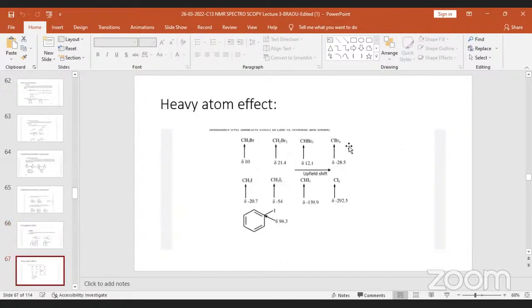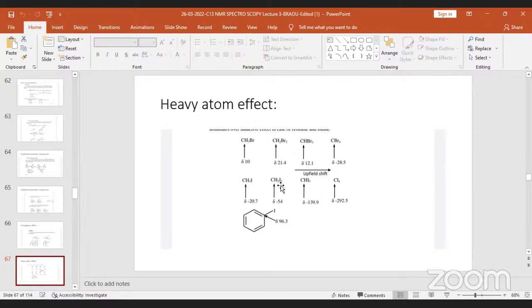And heavy atom effect: heavy atoms like bromine, iodine, when they are attached, will increase the electron density of the particular carbon. The more the number of heavy atoms, the more the upfield shift. See, CH3Br 10, here 2 bromines are there. Actually, this is the electronegativity effect, 1 bromine and 2 bromines. So it's more. Then you compare with the 3 bromines, it is down. See, it is upfield. That means this is heavy atom effect. From here to here, it is the electronegativity effect. From here to here, it is heavy atom effect. And from here to here, again, heavy atom effect.